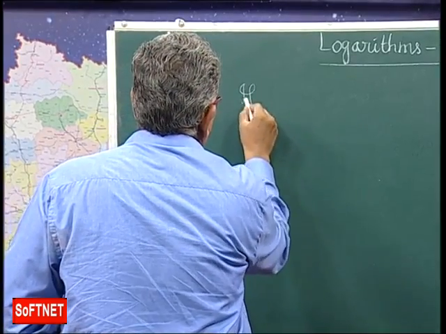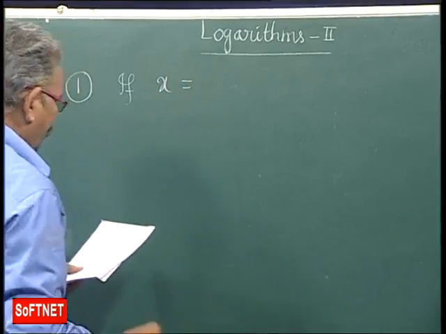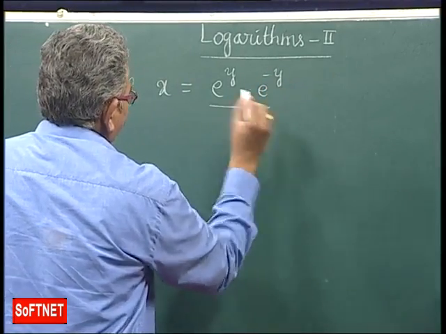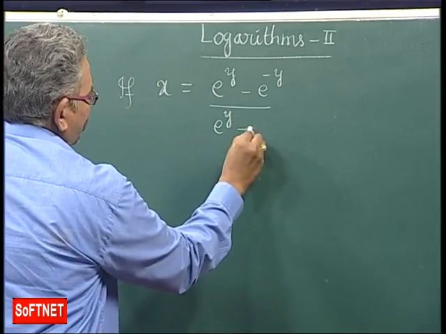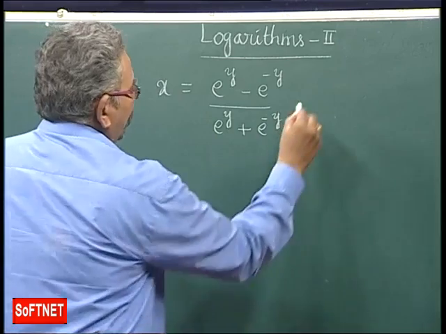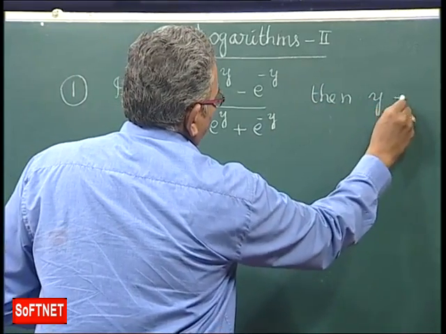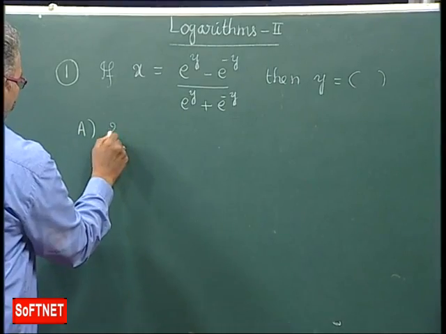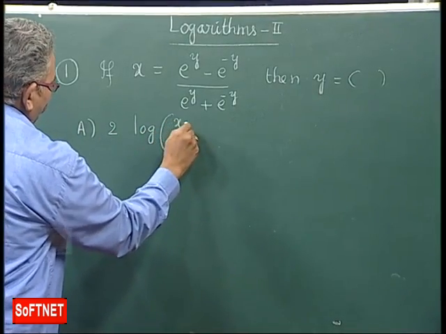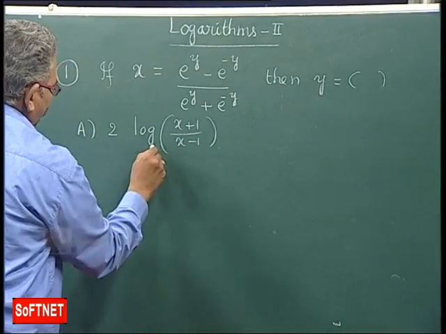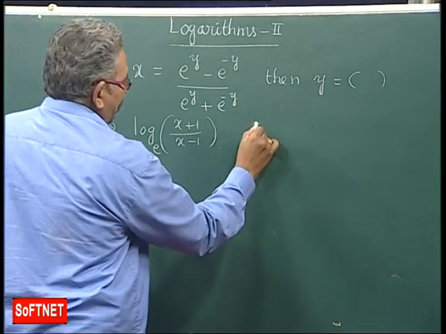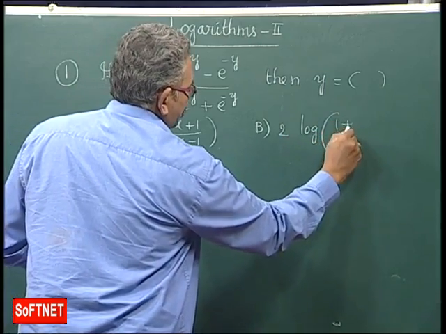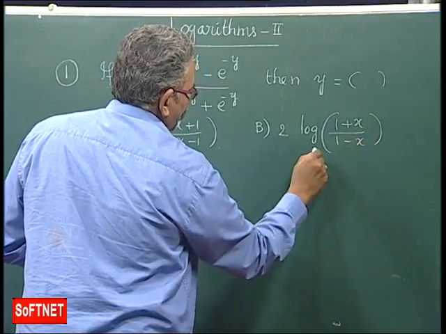if x equals e power y minus e power minus y over e power y plus e power minus y, then y equals: option A, 2 log of x plus 1 by x minus 1 to the base e; B, 2 log of 1 plus x by 1 minus x to the base e.